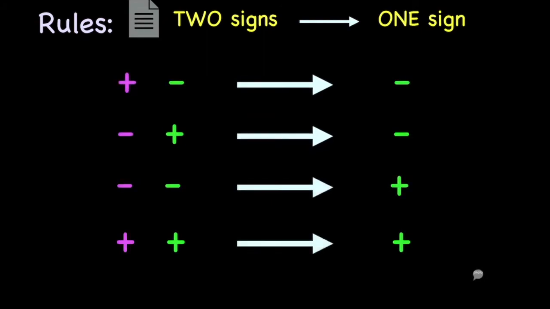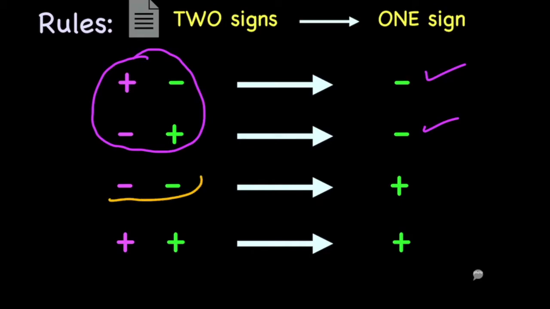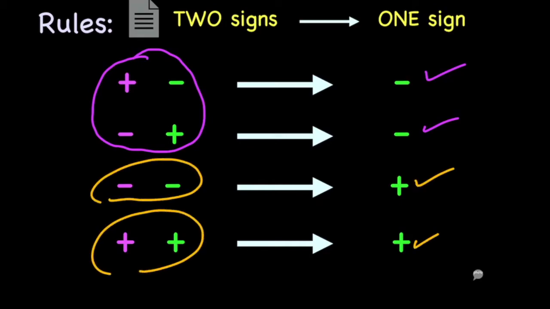This slide is a little bit less busy. Again, minus and a plus becomes a minus. Two minus signs becomes a plus, two pluses becomes a plus. Some of my students find it easier to memorize it this way. When the signs are different, it's a minus sign. When the signs are the same, whether it's 2 minus or 2 plus, it results in a plus sign.